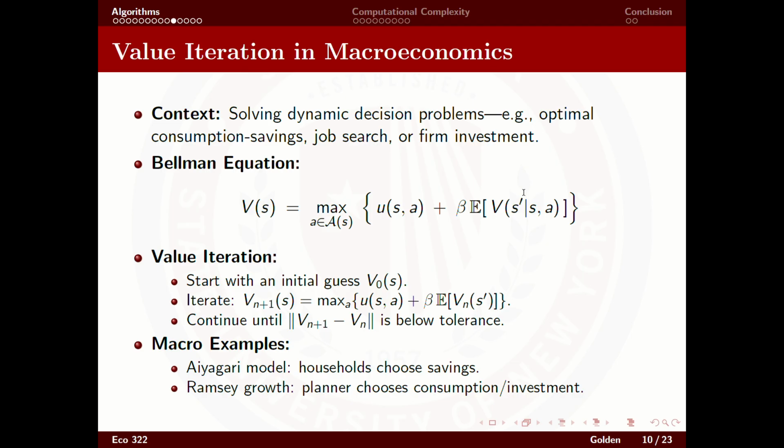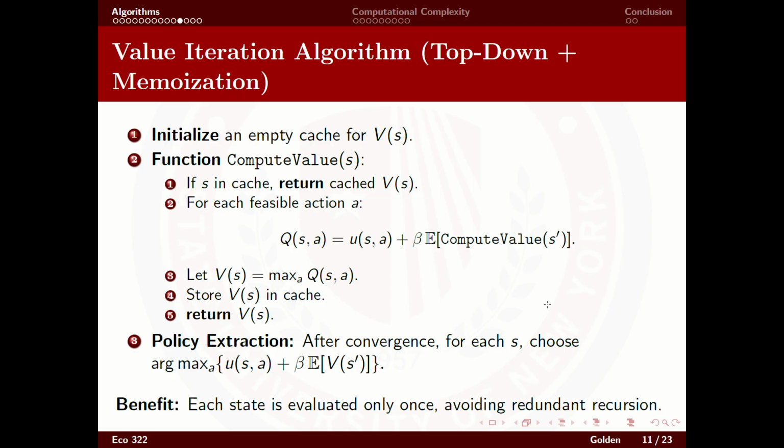Macroeconomics is famous for using value iteration with the Bellman equation. So V of S equals max of the utility function plus beta times the expected value of the value function tomorrow. So you start with an initial guess, you iterate on the initial guess and continue until the difference between the value functions is below tolerance. You can use this in Aiyagari models, Ramsey growth models.